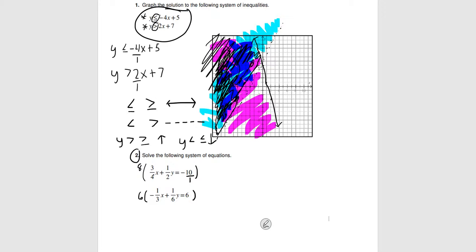So if we take 8 and multiply by 3/4, 2 times 3, that will give us 6x. 8 times 1/2 is a plus 4y. 8 times -10 is a -80. And this equation, 6x plus 4y equals -80, is a lot easier to deal with than the one that has the fractions. So if we multiply everything in the bottom equation by 6, we're going to get -2x plus 1y equals 36. And now we have a system that we can easily solve.